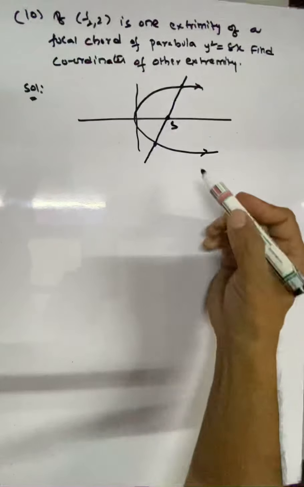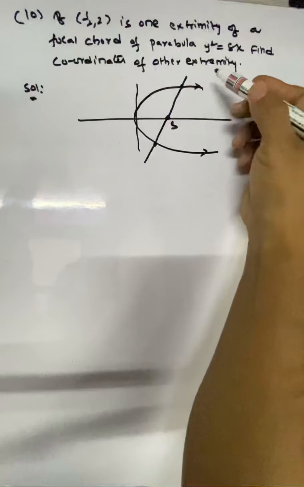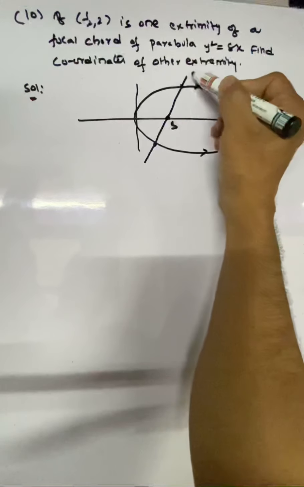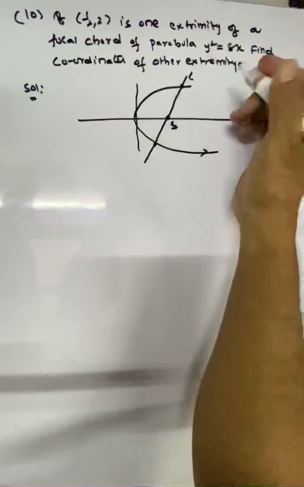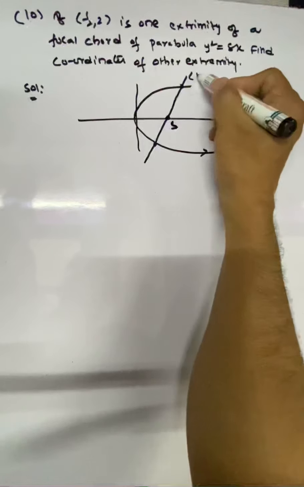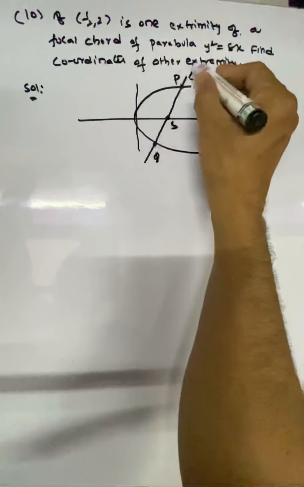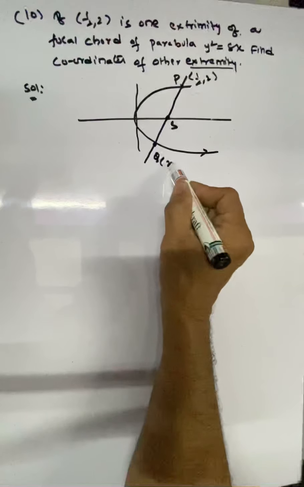Okay, so this is the focus. Focal chord means the line which passes through the focus. One extremity means one corner is given to us: (1/2, 2). Suppose this extremity is P. This is S. Suppose this is Q. We need to find the coordinates of the other extremity of the parabola. We need to find these coordinates x and y.